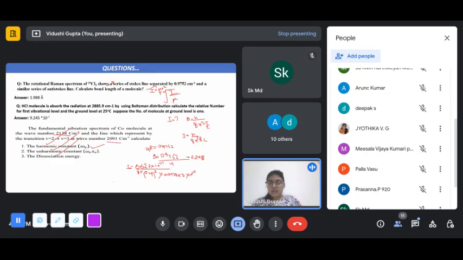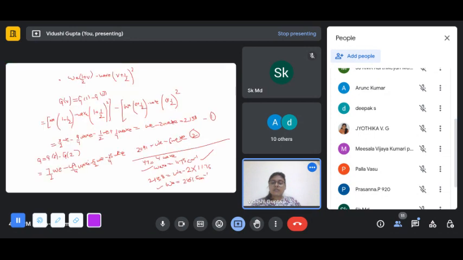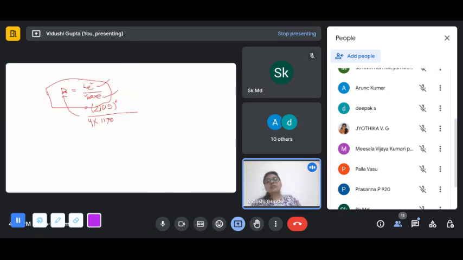Then we have to calculate the dissociation energy. For that, we know the equation: dissociation energy is equal to omega e square divided by 4 omega e xe. From that, we can calculate the value of dissociation energy.